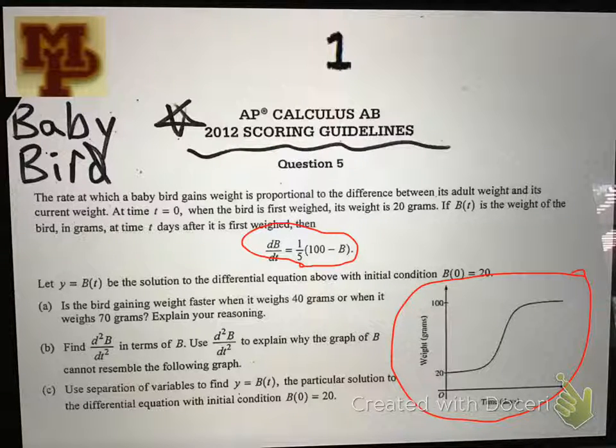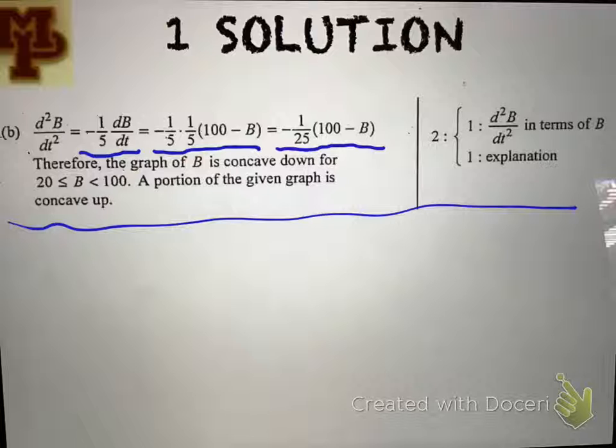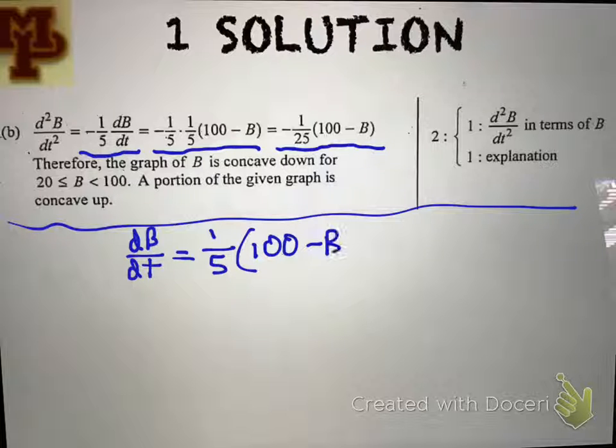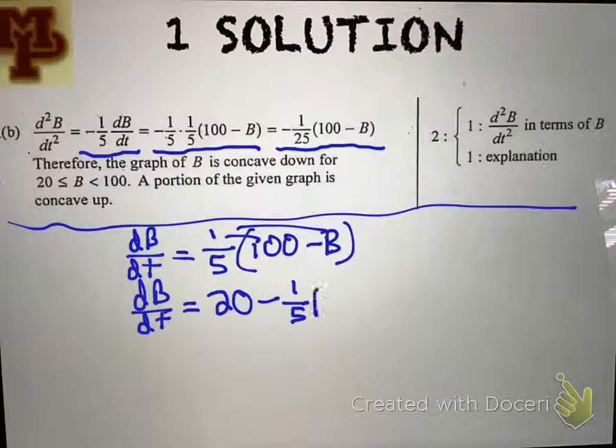So dB/dt equals 1/5. Okay, so I'm going to write that. I'm going to say dB/dt equals 1/5, and then it was 100 minus B. Okay, so I'm supposed to find the second derivative. Just for me, I think it's easier to see this as the first derivative still. So let's distribute this. Would you agree that would be 20 minus 1/5 B, if I distribute that 1/5? Now I'm ready to find the second derivative.